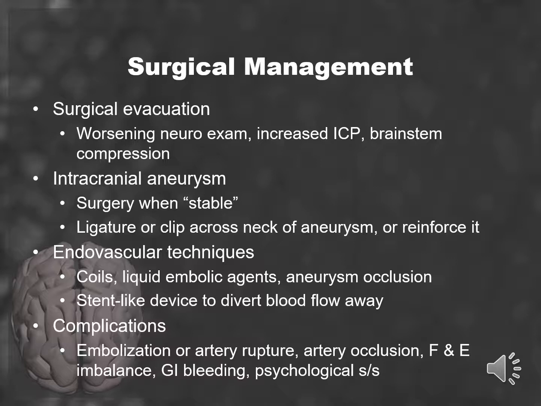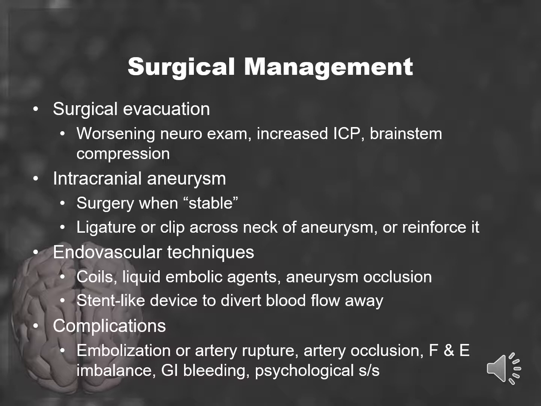On the next slide, you'll actually see a picture of some of these different surgical management techniques that can be used. We can also do endovascular therapy, which is going in and putting in a coil or embolizing that vessel or occluding the aneurysm. We can even put in stents that will help divert blood flow away from that aneurysm to prevent it from rupturing.